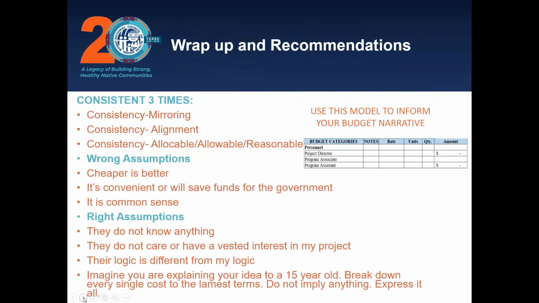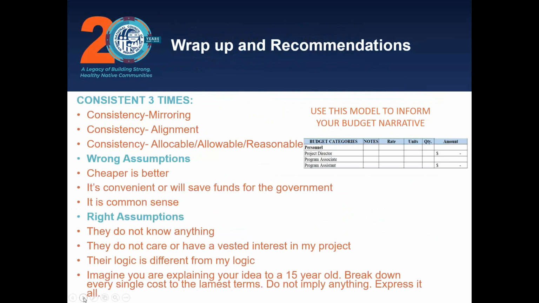I'm looking forward to the questions, and in case you have any, we can spend a little bit more time depending on you. You have to make sure that you're consistent throughout, that everything is mirroring. There is a consistency in alignment, a consistency in how things are allocable, allowable, and reasonable.